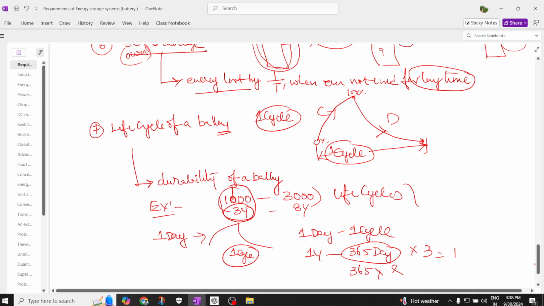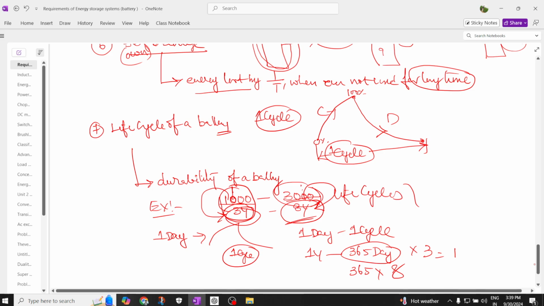365 days into 8, on average you are going to get 2900, approximately make it 3000. So the minimum life a battery can give us is 1000 cycles. Indirectly this 1000 cycles is nothing but we can use it for 3 years, or the number of cycles we can use it for is 3000 life cycles, which is generally a duration of 8 years.